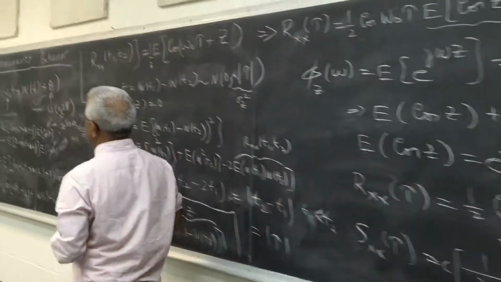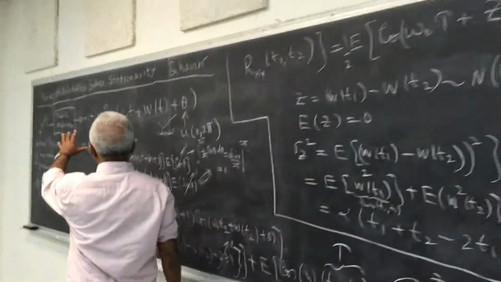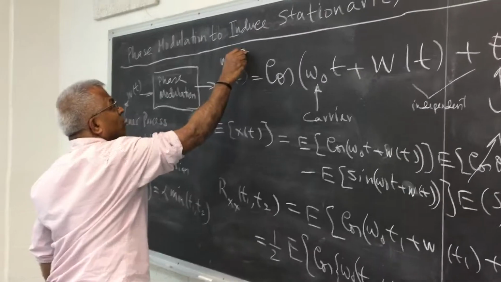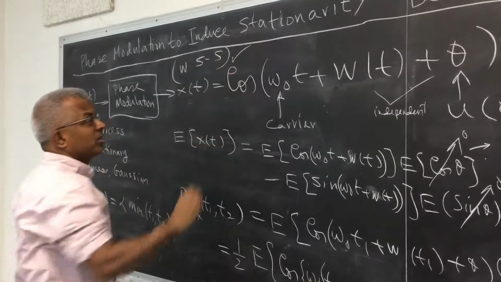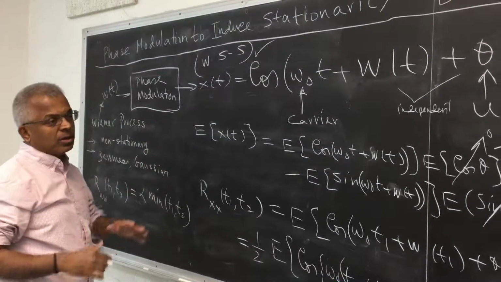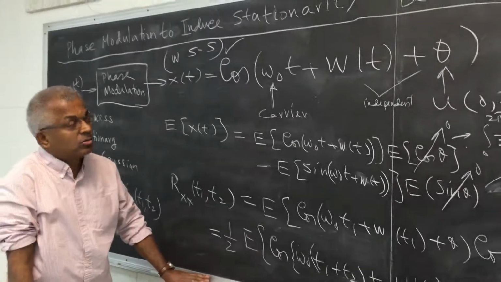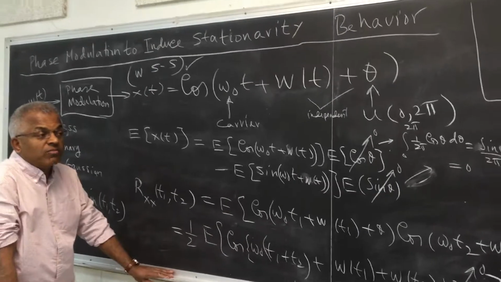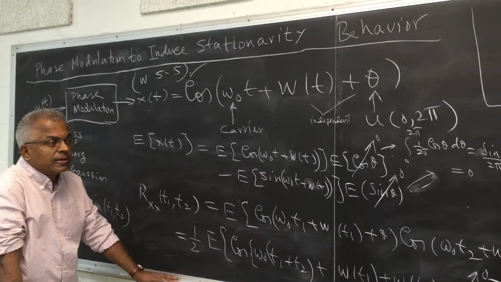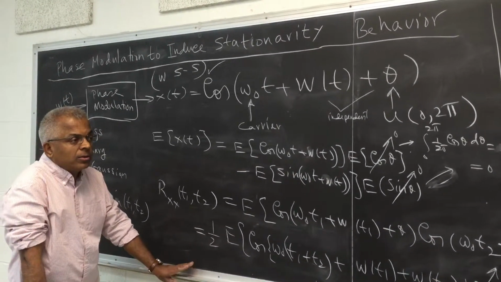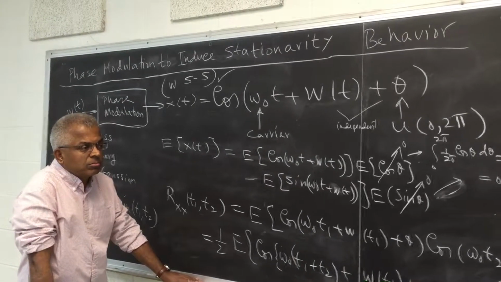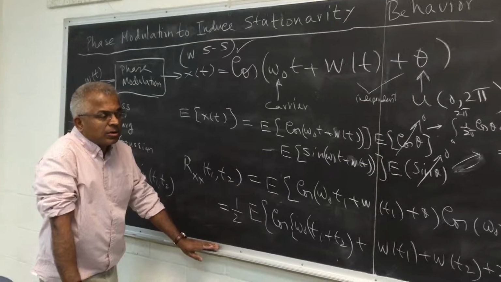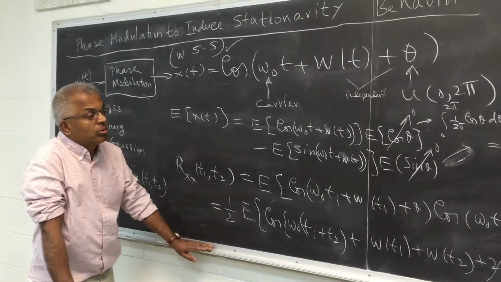So to summarize, this process is non-stationary, whereas this one we have now shown to be wide-sense stationary, so very well behaved, and its autocorrelation function is cosine omega naught tau times e raised to minus alpha absolute value of tau. And the power spectrum is essentially a band pass shape at omega equal to omega naught.